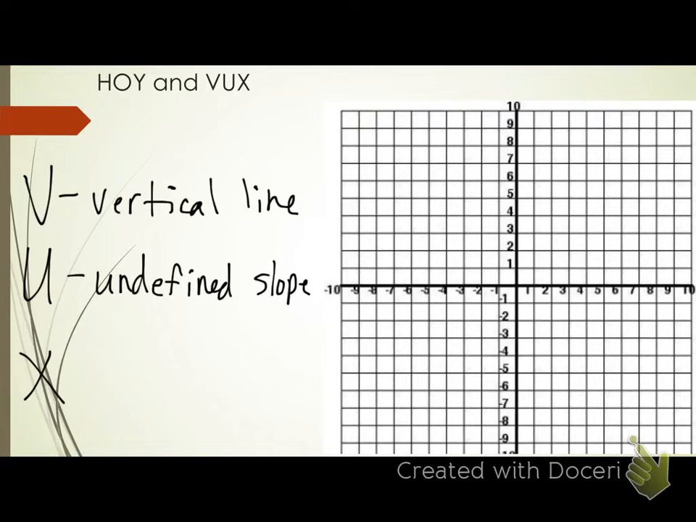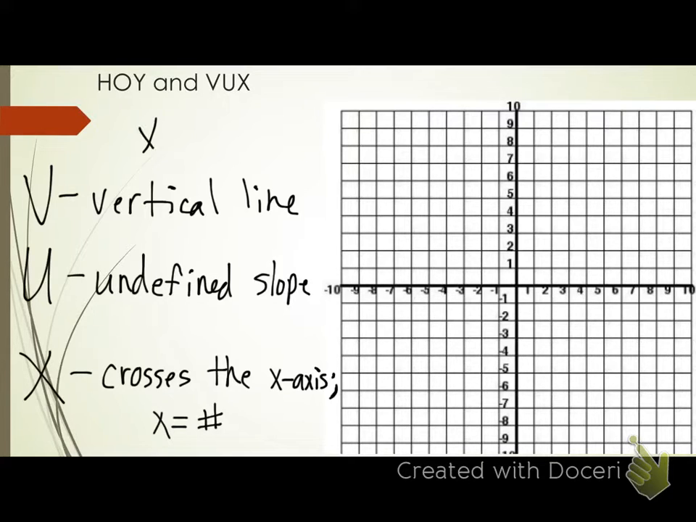And what do you think the X stands for? The x-axis. Crosses the x-axis. Make sure we're writing this down and we understand HOI and VUX. Also, what does the X tell me? Yeah, the equation takes on the form x equals a number. X equals some number. We okay with VUX?